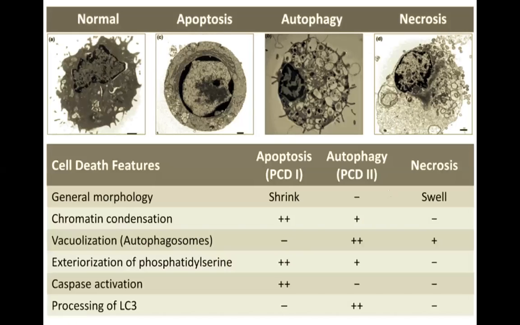Now, let's go to the differentiation ng tatlo: apoptosis, autophagy, and necrosis. So for general morphology, the cell in apoptosis shrinks, sa necrosis swells. Sa autophagy normal, because yung portion lang ang kinakain. The chromatin condensation, positive for apoptosis, negative for necrosis. Vacuolation or the autophagosomes present in autophagy, necrosis meron din.